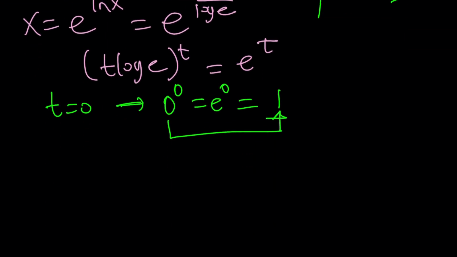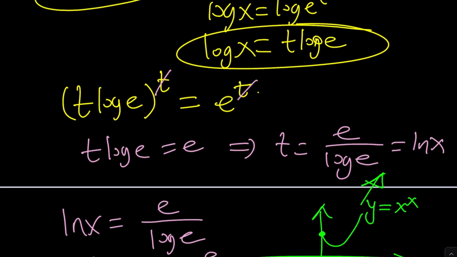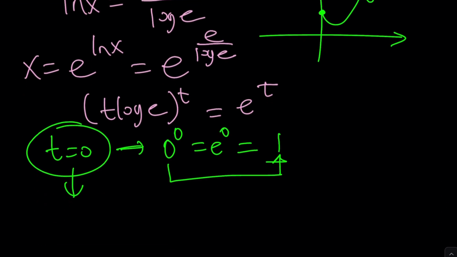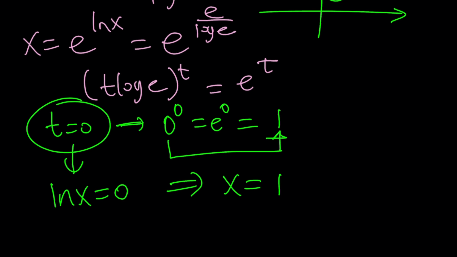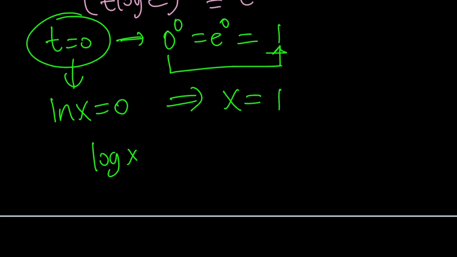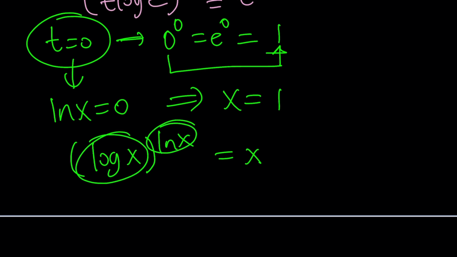One of them being t equals 0. But t equals 0 implies that, well, what is t? t is ln x. So ln x is 0, which means x is equal to 1. Wait a minute, is 1 a solution to that equation? If you think about it, it'll make more sense. log x to the power ln x equals x. If x is 1, this is 0, and 0 to the power 0 is 1. You see? That comes up one more time.